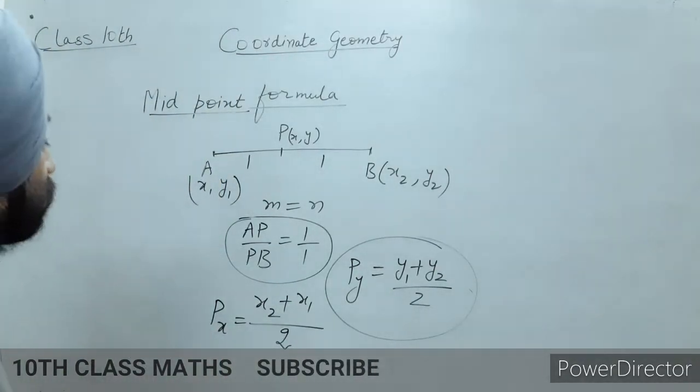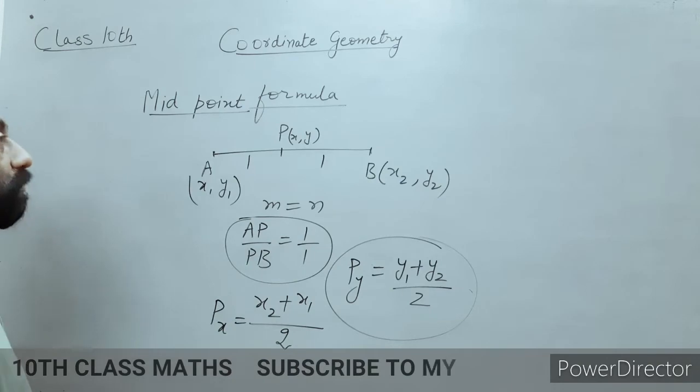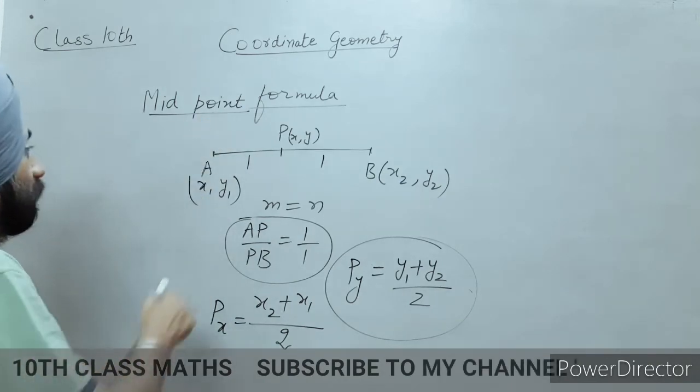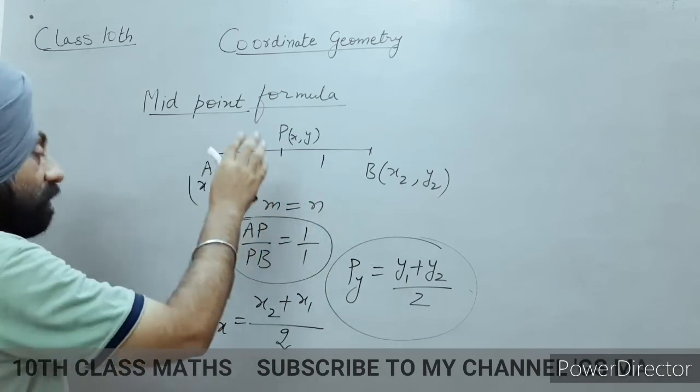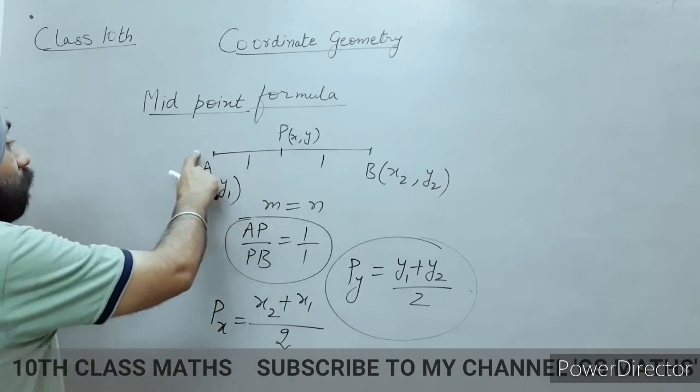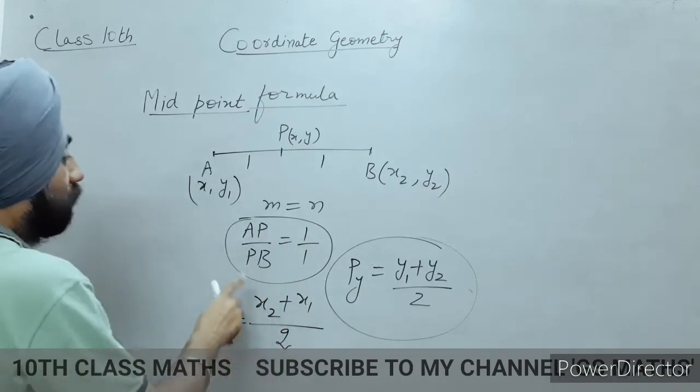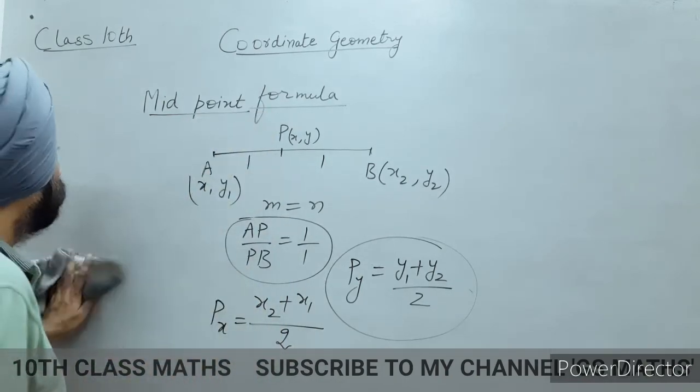This was the second concept, that is the section formula. From the section formula, we get the midpoint formula when P lies within AB, that is at the midpoint of AB. Then it becomes the midpoint formula.